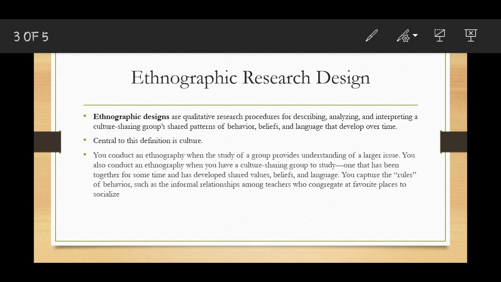So what you do, you capture the rules of behavior, such as informal relationships among people in there, let's say teachers who congregate in certain favorite places to socialize. If you are doing research, probably, let's say, in an educational environment. So this is just an example. So if you are studying a cultural sharing group, then the best approach is to use ethnographic research design.